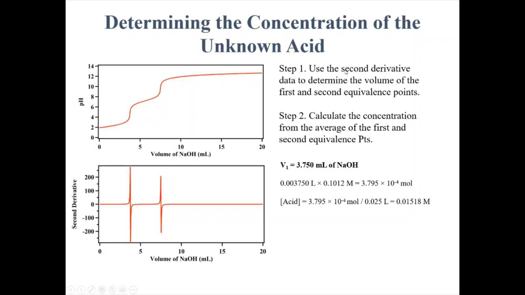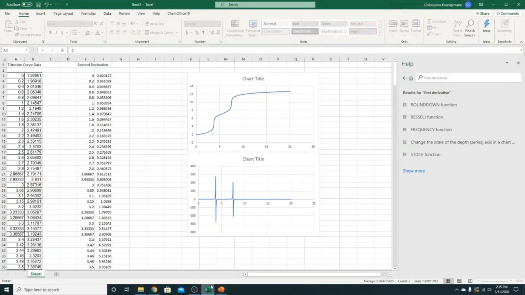So we're going to use the data to determine the equivalence point. If I jump over to Excel, I have the data plotted here. If you look, the crossing point for this is at about, let's take a look, about 3.75. So it's a little bit less than 4. Now there's a couple of ways that you can figure out the equivalence point using second derivative data.